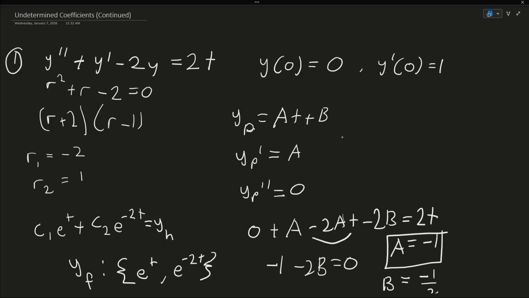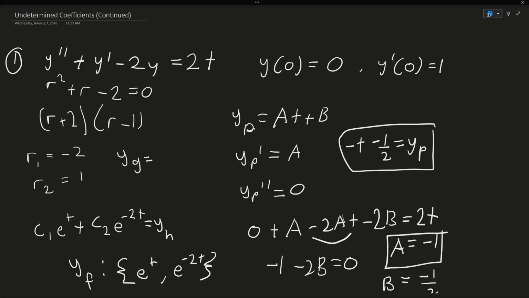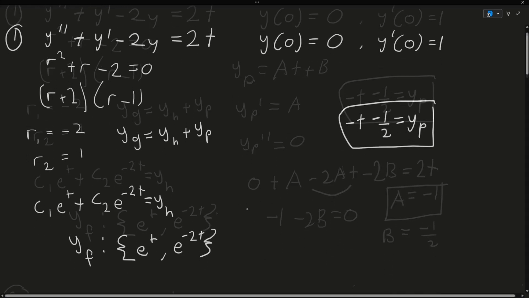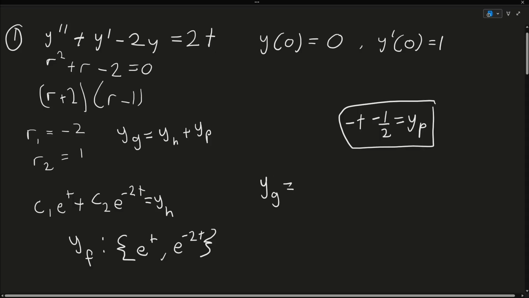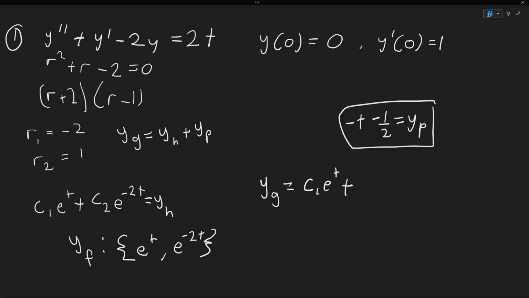So in this case, our y particular would be negative t minus 1 over 2, our particular solution, guys. And to build the general solution, we have y general equals yh plus yp. So our y general is going to be c1 e to the t plus c2 e to the minus 2t minus t minus 1 over 2. And this is our general solution for this differential equation.